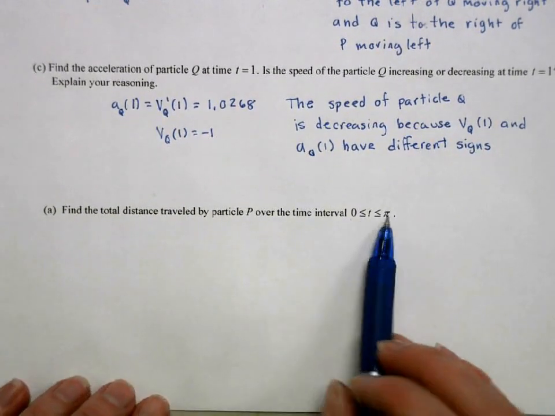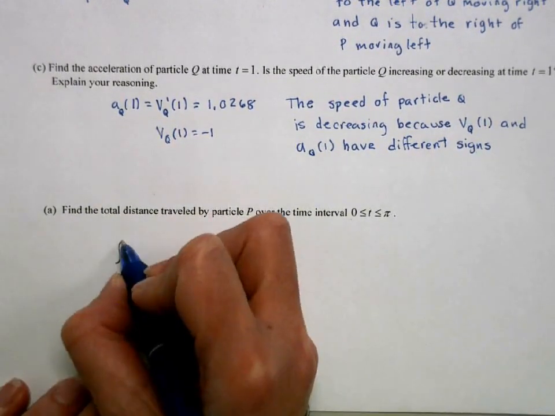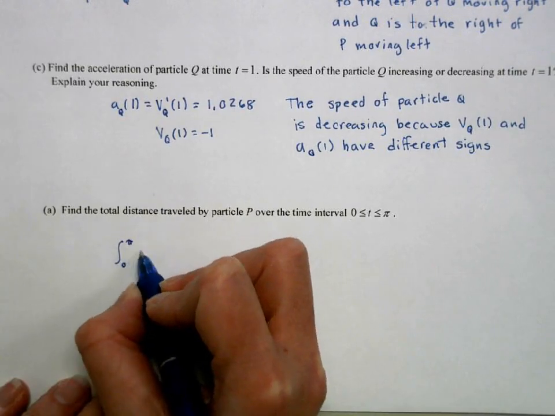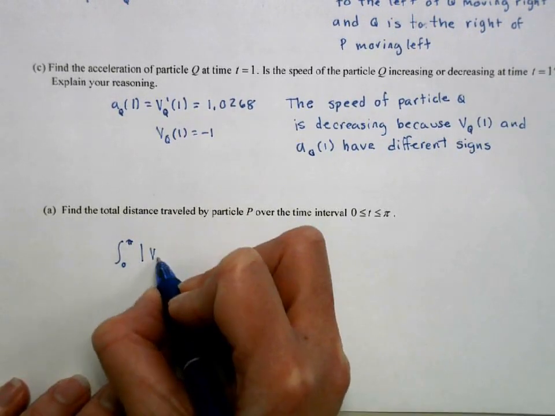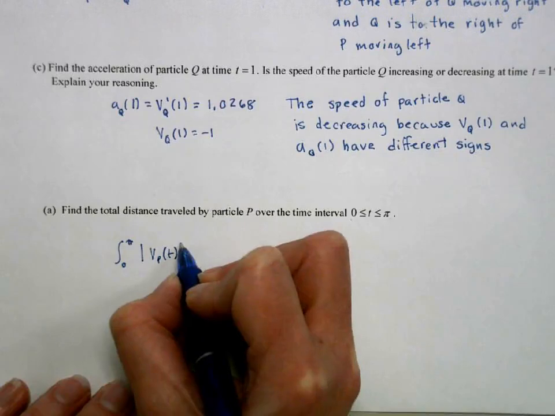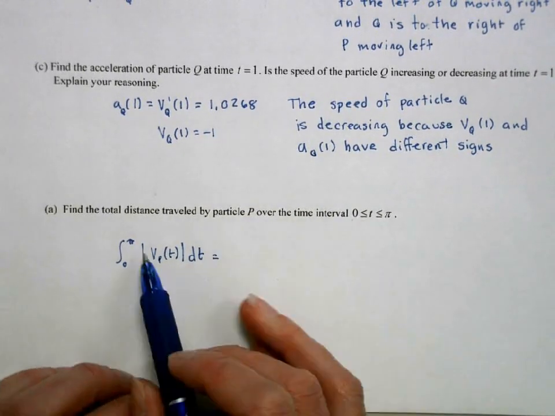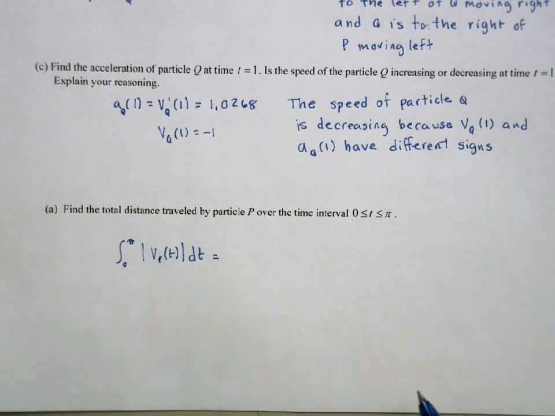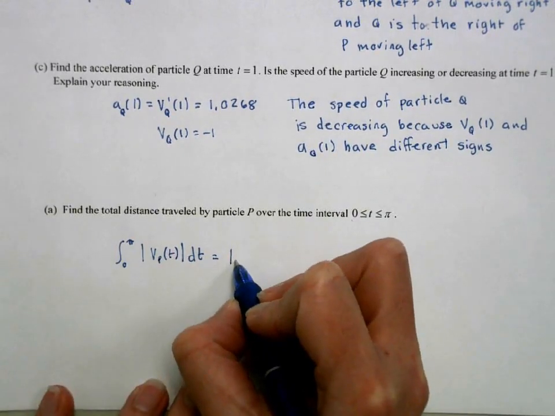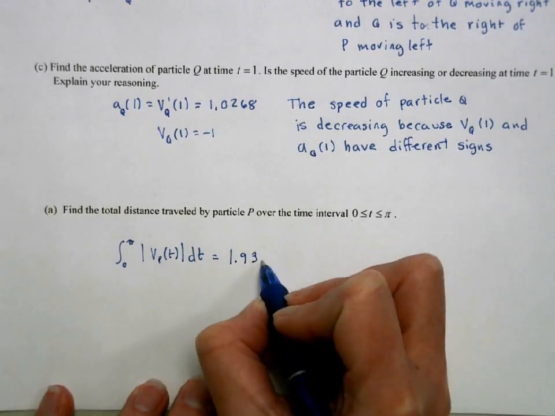And then we have another total distance traveled between 0 and pi. So it's going to be the integral from 0 to pi of the absolute value of Vp of t. Okay, again, we're going to use the calculator. Make sure to use absolute values. When you do this, you're going to get 1.93148.